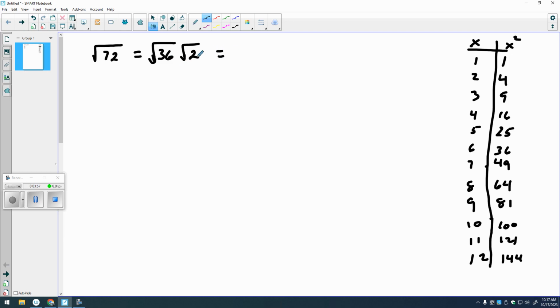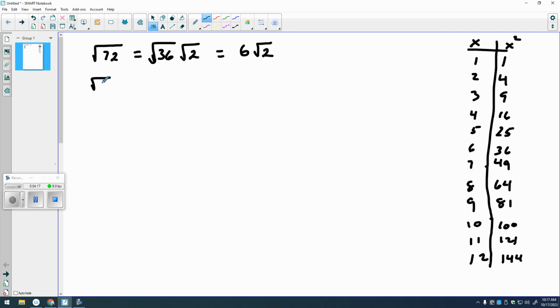Because I know one of these. The square root of 36, looking at my chart, is 6, because 6 times 6 is 36. The square root of 2 is not a nice, neat whole number, so I leave it alone. And I have simplified the radical, or what's underneath the radical, as far as I can.